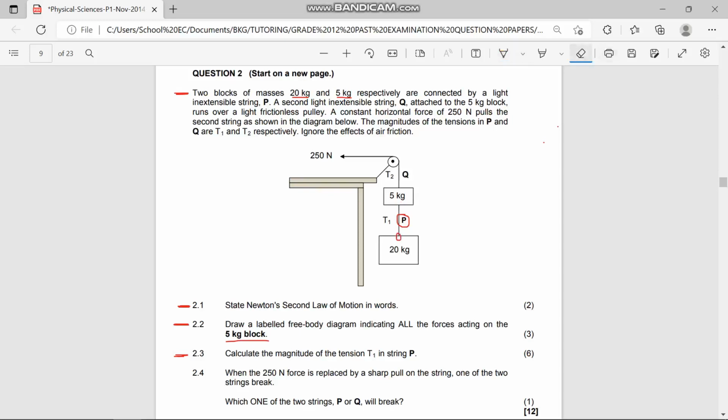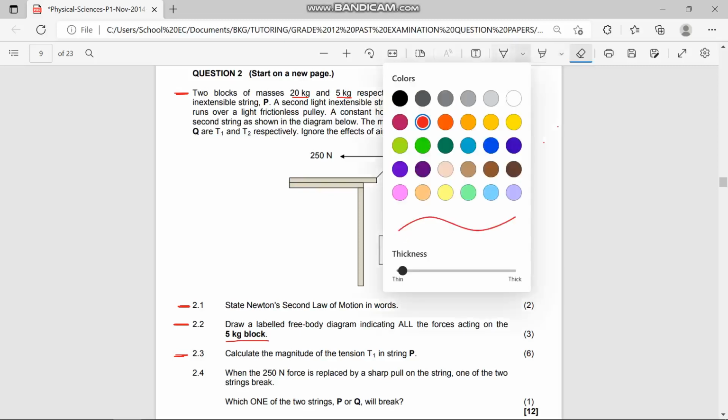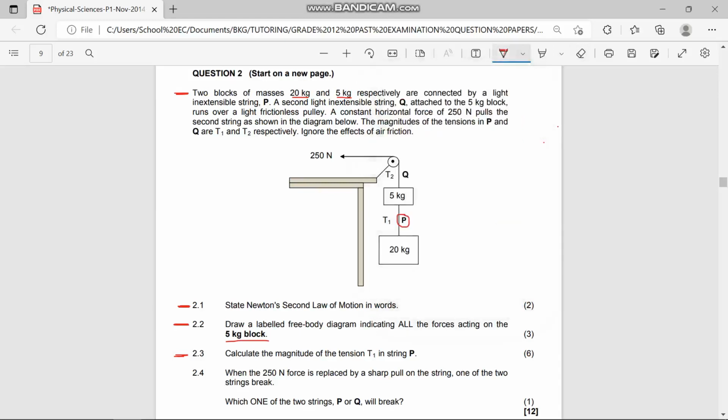Now let's go back to our question. Our question says calculate the magnitude of the tension T1 in string P. You can see that the tension T1, at P, is acting between those two particular blocks, the 5 kg and the 20 kg. So it's easy for us to determine this and calculate. So let's calculate it.